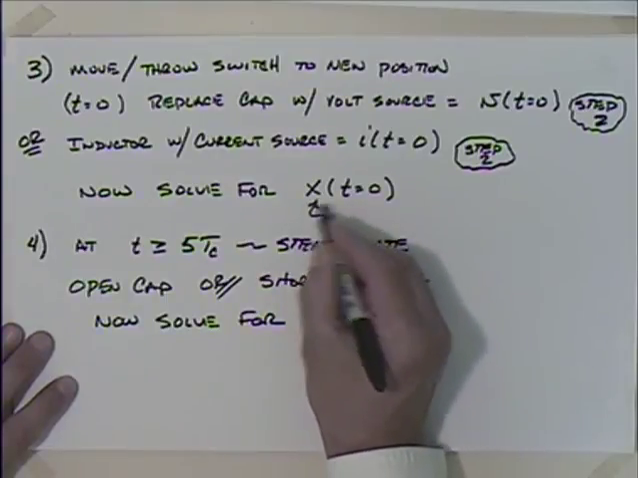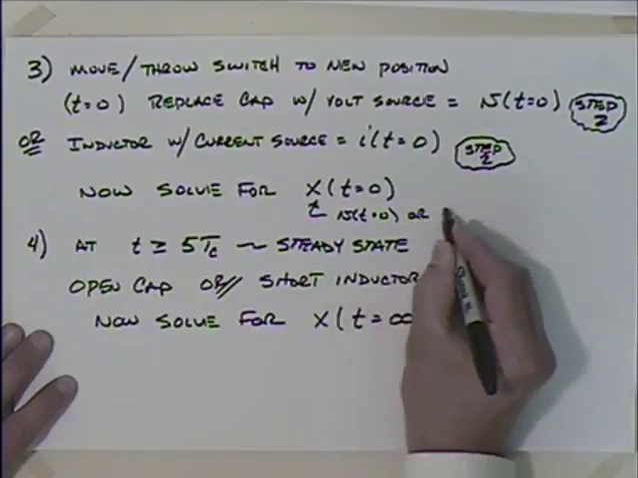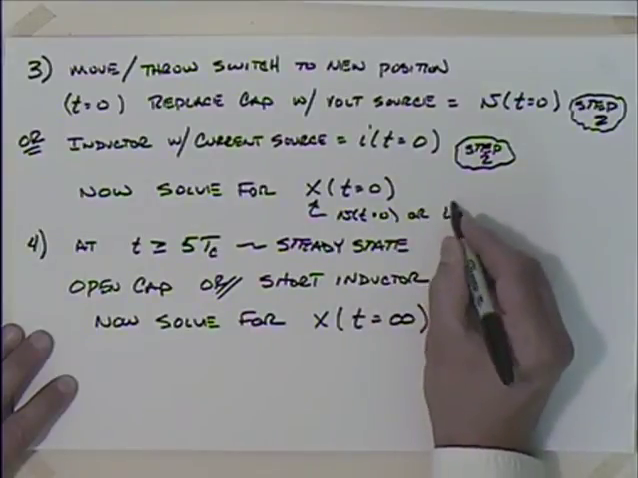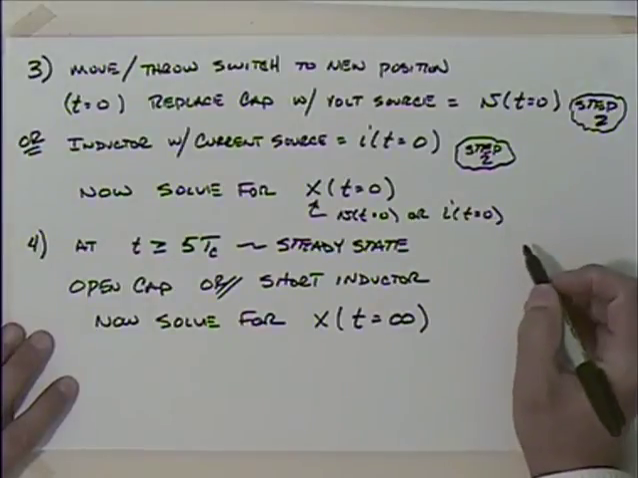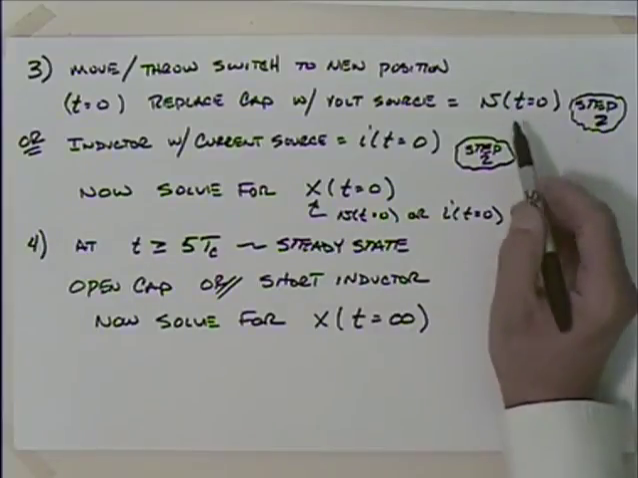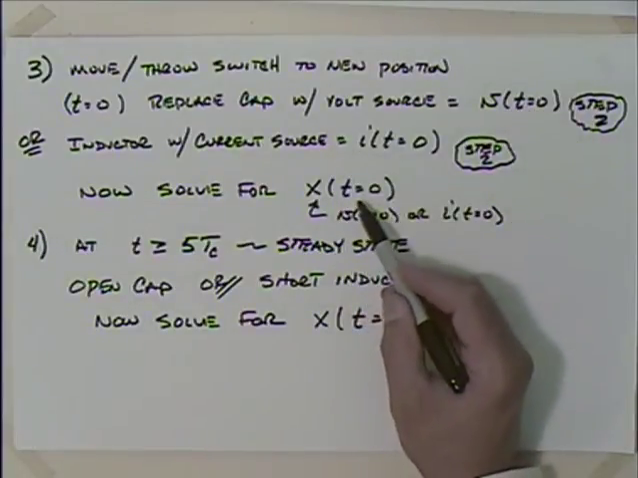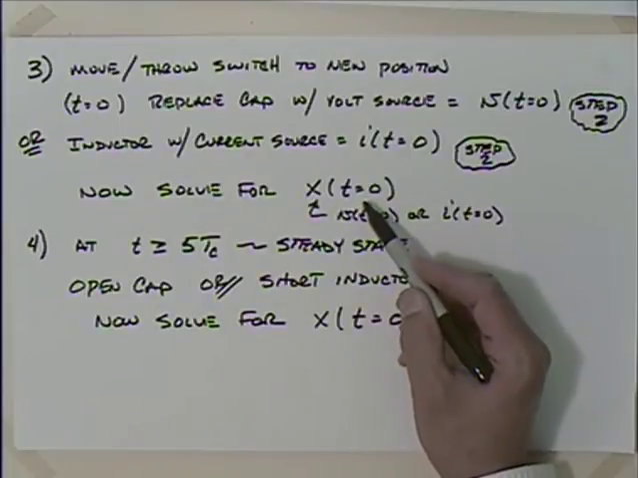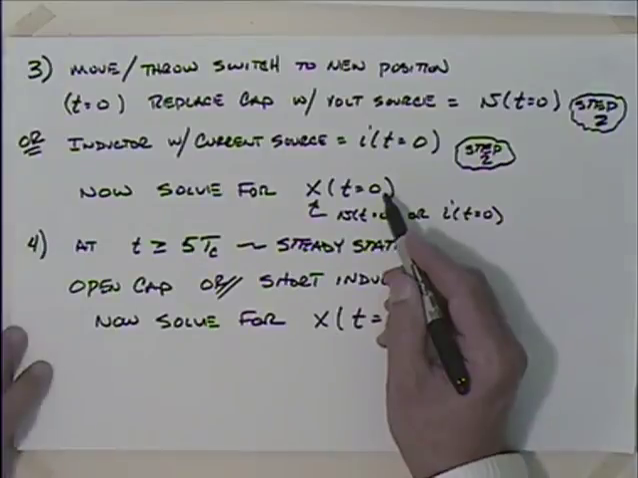So this might be some current or some voltage. It might be somewhere else totally different in the circuit. For now we were looking at the voltage across the capacitor, the current through the inductor. Here I might be looking at some terminal voltage somewhere else, and this is what we're really starting to find now. And this is time equals 0.